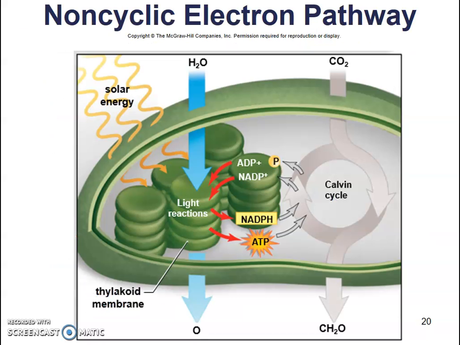Here is the non-cyclic pathway. So we have our solar energy coming in. It hits the thylakoid where the chlorophyll is. It splits a water molecule, and we get rid of the oxygen gas, and the hydrogen ions are then used to make NADPH and ATP.